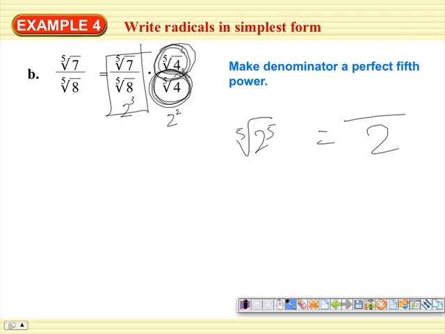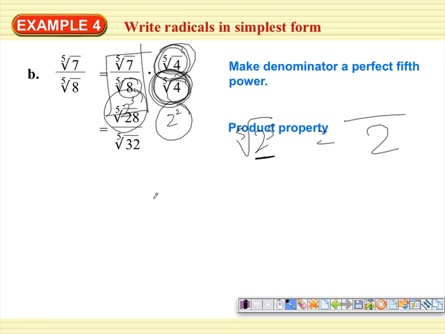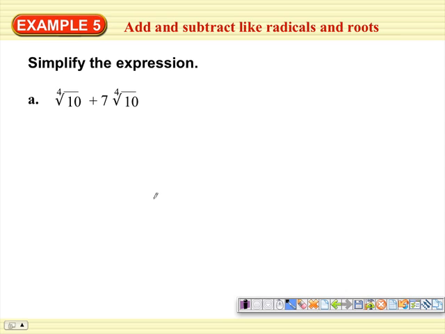The book doesn't show this. They don't show you me breaking it down like this. I just think it's easier to think of it like that. They just say 8 and 4, and you have to know your cubes, your fourth roots, fifth roots, all those. So it's up to you, though. I don't care how you do it as long as you get the right answer.